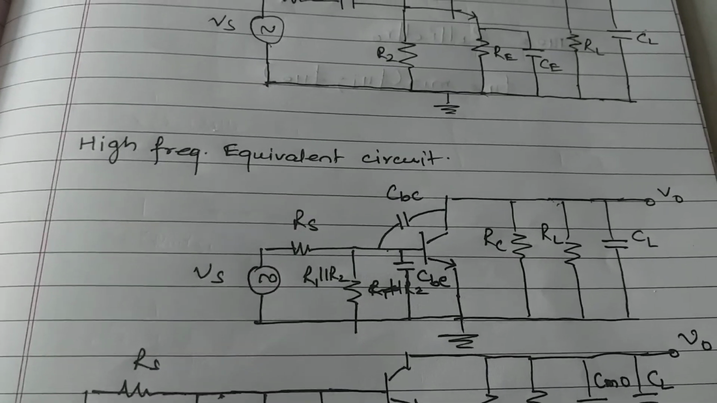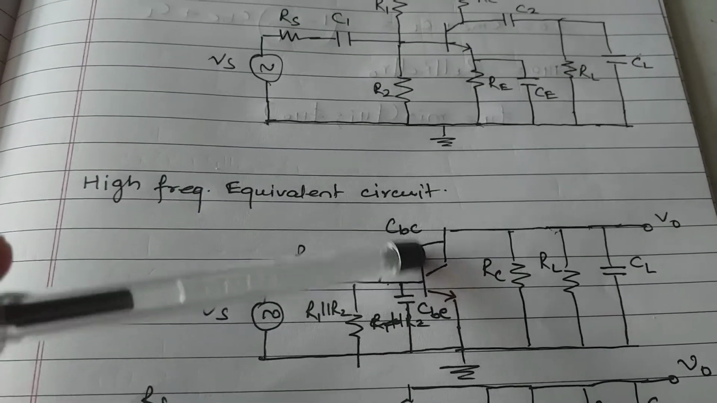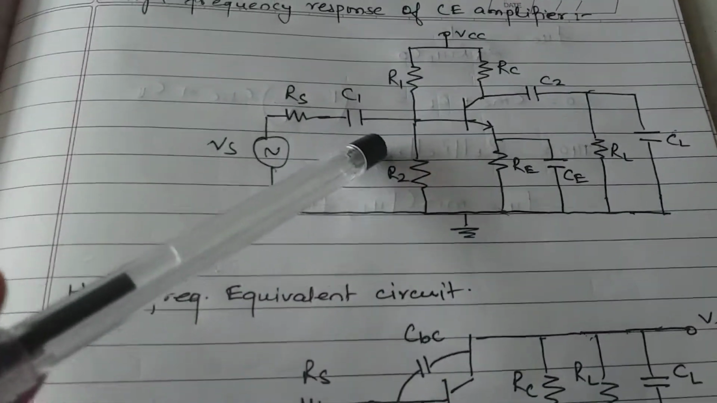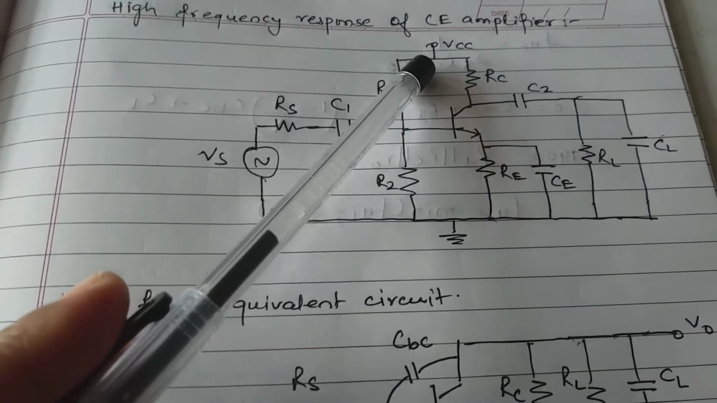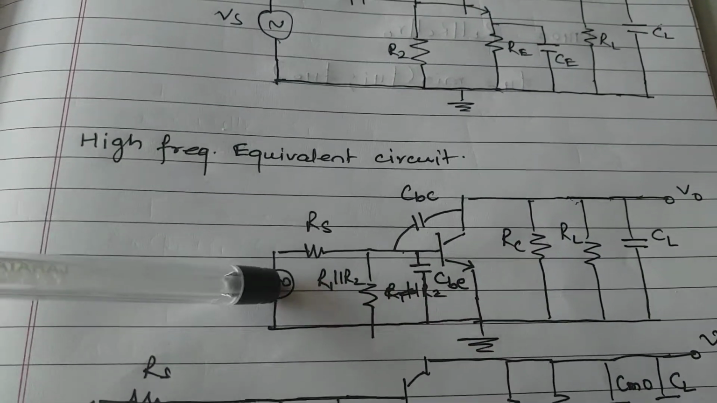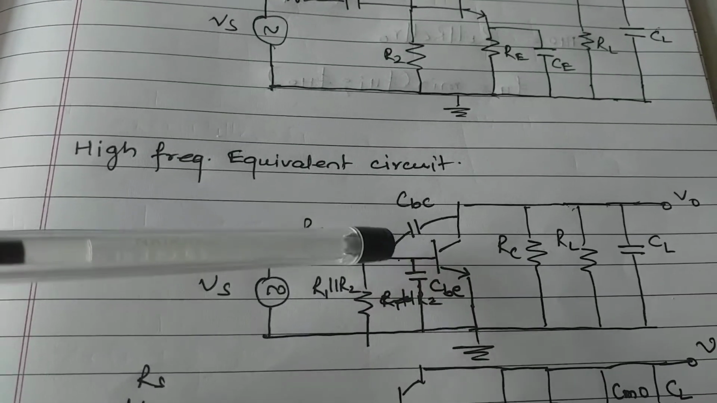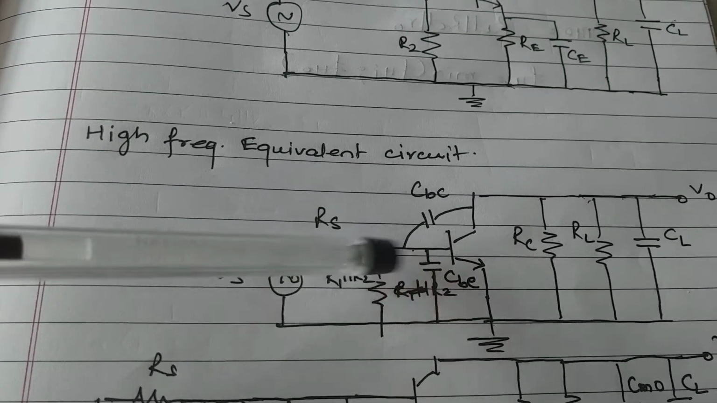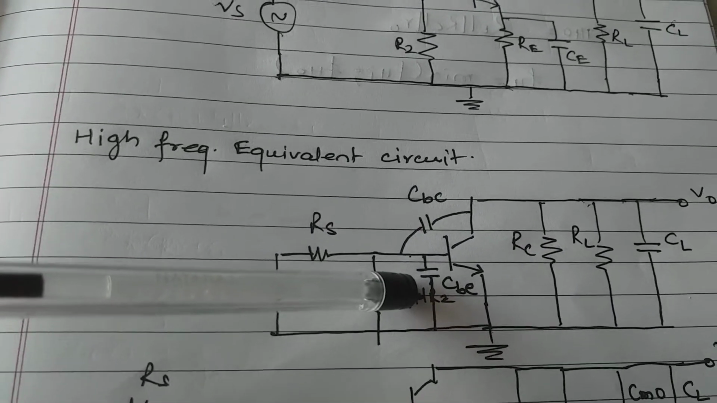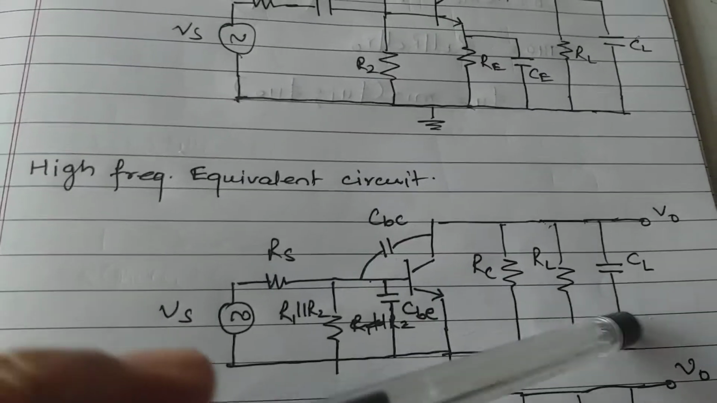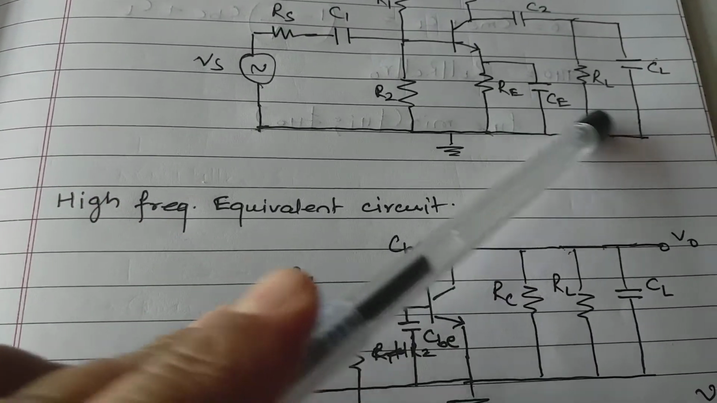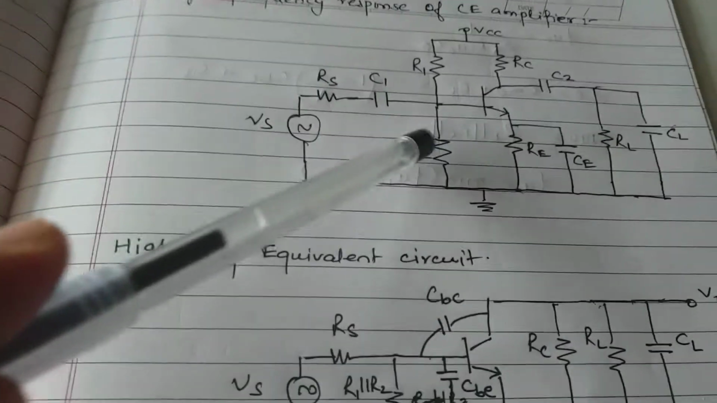You can see, as we do in AC analysis, mid frequency analysis, VCC is grounded. Here also after grounding VCC we got this equivalent circuit and we have drawn two capacitances CBC and CBE. The other things you know, this is the output capacitance CL, RL. The circuit you know very well.